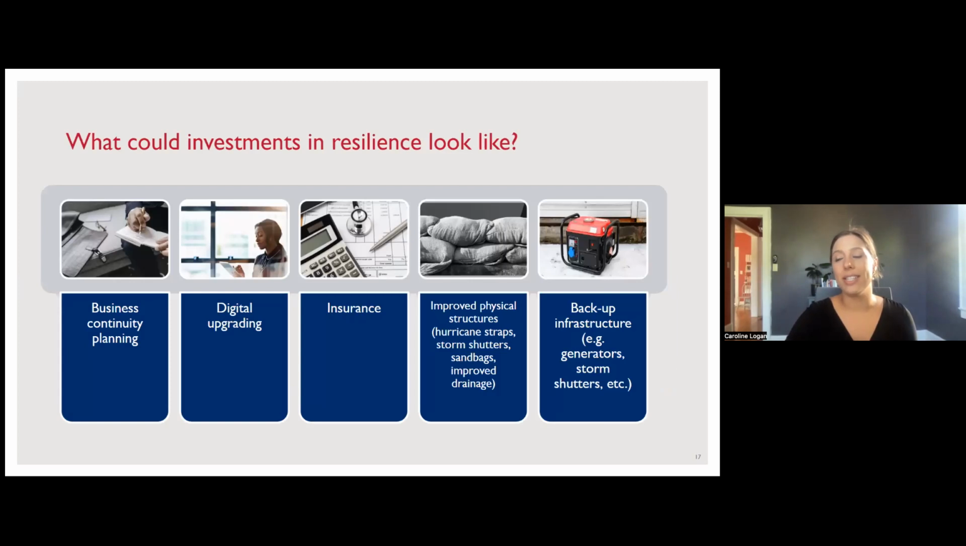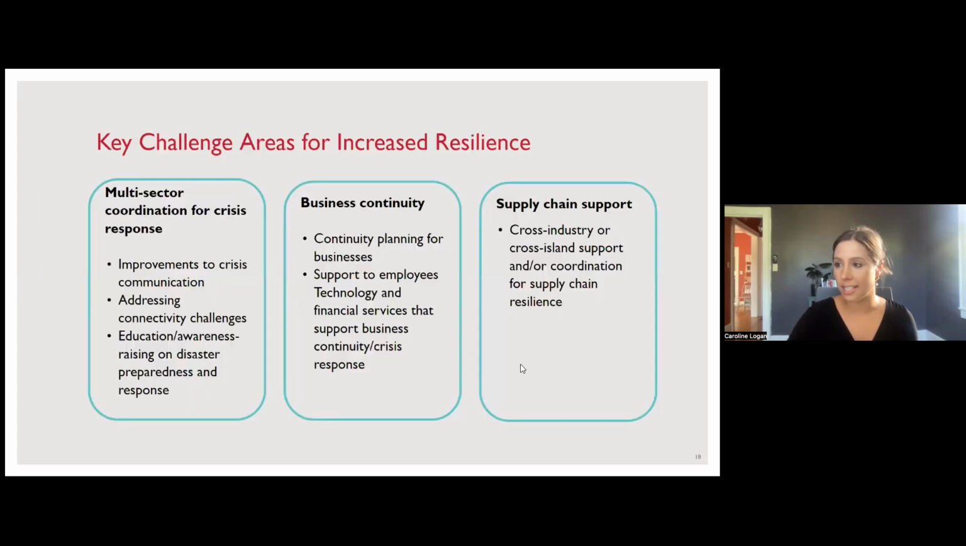So what do we mean when we say investments in resilience? The first point we want to make again is that we're sector agnostic. So we recognize disaster resilience requires a systemic series of solutions. Sectors might include tourism, agriculture, renewables or decentralized energy, digital infrastructure, waste management. And these investments can take many shapes, but they might include activities like business continuity planning, digital upgrading, insurance, improved physical structures, and backup infrastructure. So we'll move to the next slide.